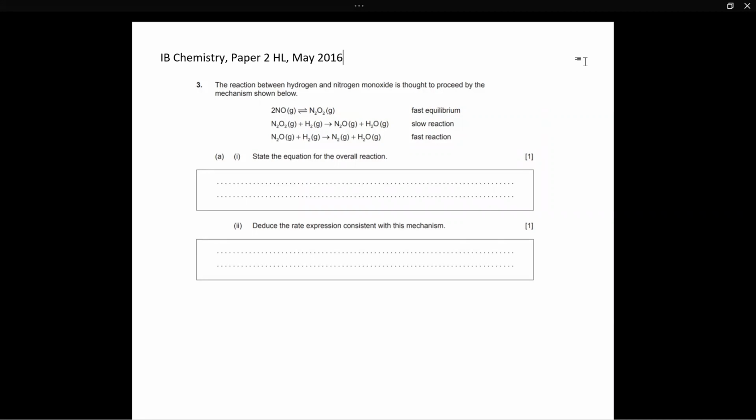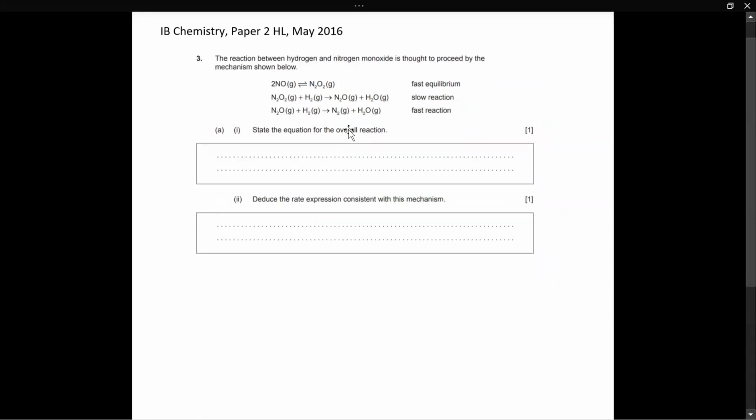Now, such questions, again, are very standard textbook questions, and you will see them in almost every single exam that you come across. Now, how do you do this? How do you state the overall reaction based off these three equations? Because you have this fast equilibrium, slow reaction, fast reaction. You've been given three reactions. How do you state the overall reaction for this entire process?